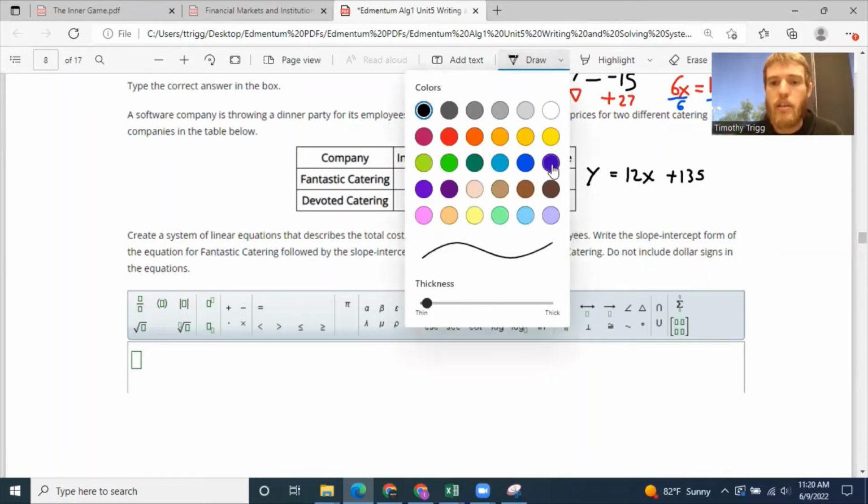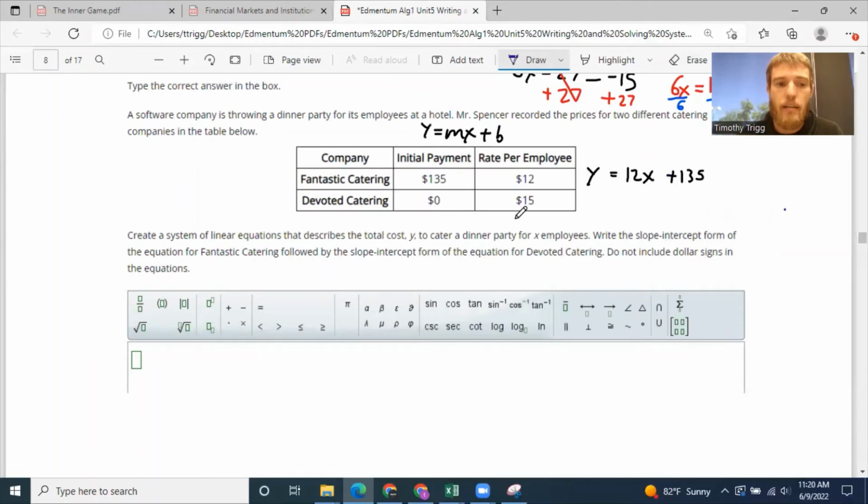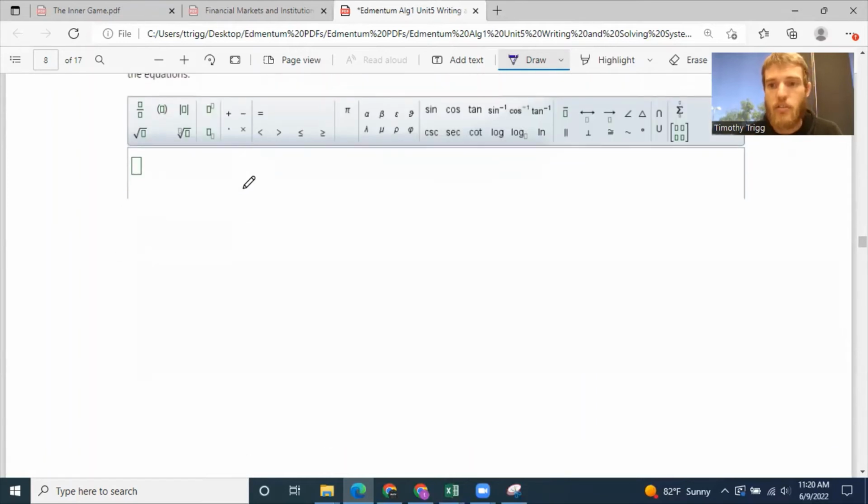See if we can write an equation for the second here. Well, that would be y equals, well, just 15x. Here the b is 0 because the initial payment is 0. So you don't need to put anything plus anything. Okay. Here it just says create a system of linear equations. Okay, well, we just did that. So that's your answer.